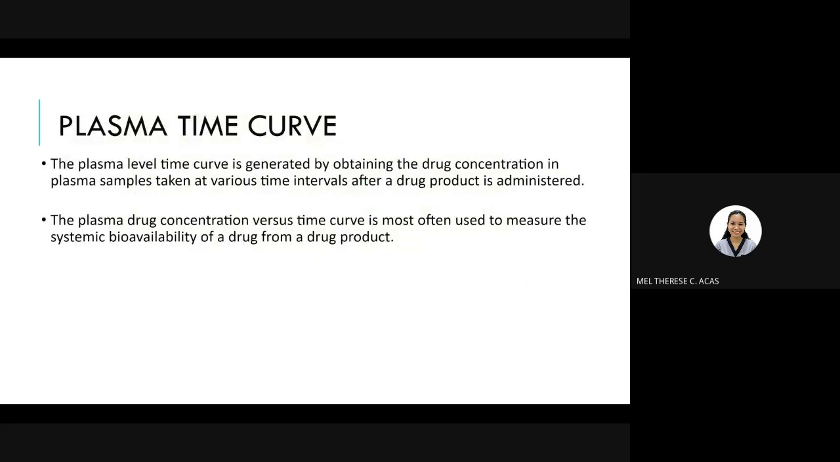For the plasma time curve, it is generated by obtaining the drug concentration. And we all know that in pharmacokinetics, the important part is the concentration, because the drug concentration will be our baseline for how we measure a specific drug. So the plasma drug concentration versus time curve is most often used to measure the systemic bioavailability of a drug from a drug product.